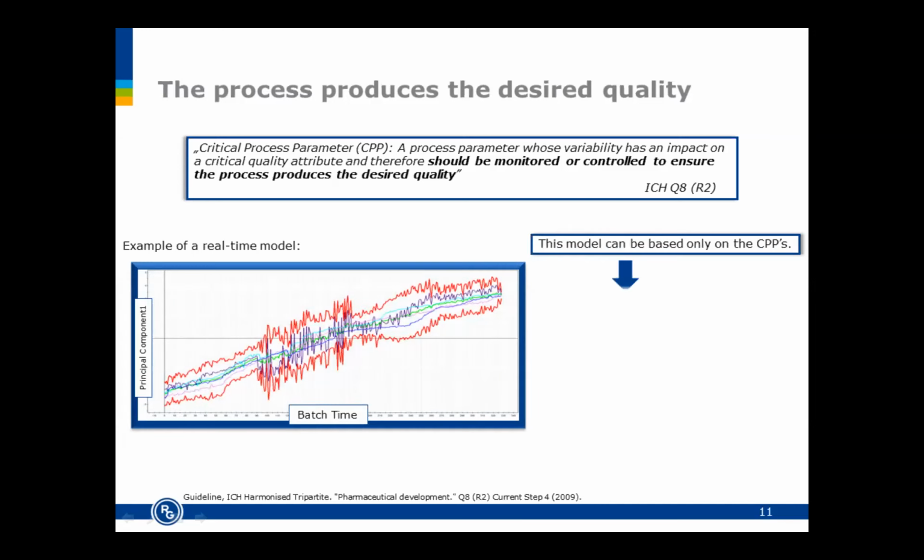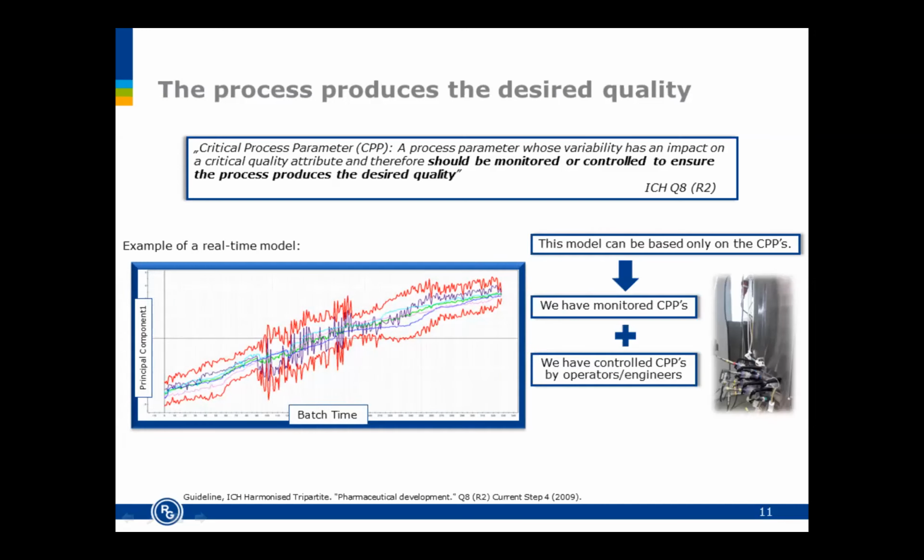The real-time control is important because, due to the definition of a critical process parameter, these parameters should be monitored or controlled to ensure that the process produces the desired quality. So the built-in model can contain only the critical process parameters. Using inline sensors, we can see in real time if there is a problem with one of the CPPs, and we can do something in time. So our CPPs are monitored using only one chart and also potentially controlled with the help of the operators or engineers. In this way, we can prove that our process produces the desired quality.